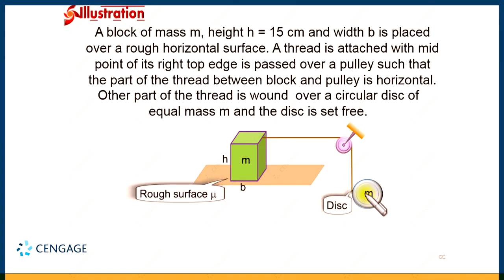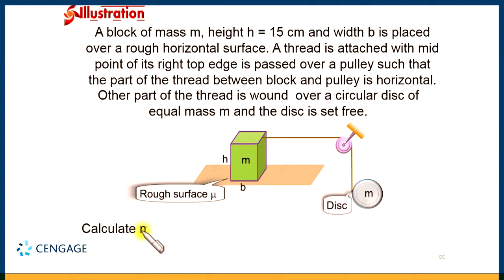This is the middle point of the right top edge of this block, and a string is connecting this point to a disc. You can observe here the mass of the disc is also small m, right? And this disc, or pulley, is a small disc. There is no mass given, size is also not given, it is small. That means we can neglect the rotation of the pulley. That means we can consider the string is sliding over the pulley. That means we need not consider the moment of inertia and other things for this disc. We need to consider only this disc, because this is having the combined rotation and translation.